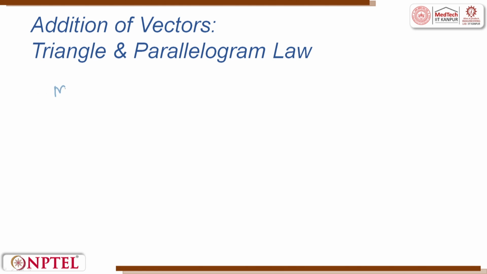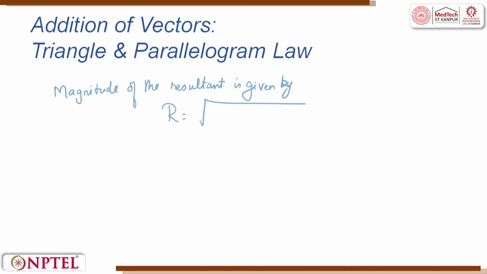So, now what is the magnitude? Let us write down the magnitude of the resultant. It is given by R equal to root of P square plus Q square plus 2PQ cos theta.